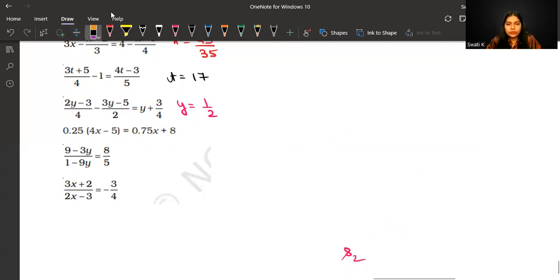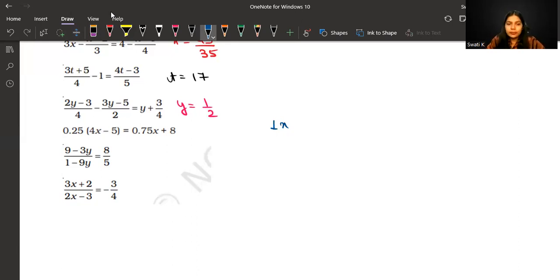All right, so let's go to the third last question, and that is 0.25 times (4x minus 5) equals 0.75x plus 8. So of course, using the distributive property, what is 0.25 times 4? It is 1, and then it is 1x. Now again, why is it 1x? Let me know in the comment section if you want me to make a video for that. If you want me to make a short for that, I'll explain it, okay?